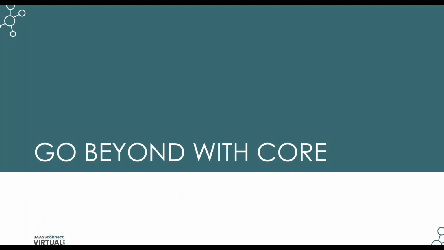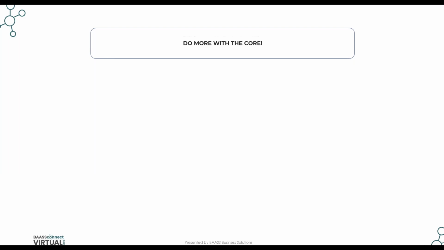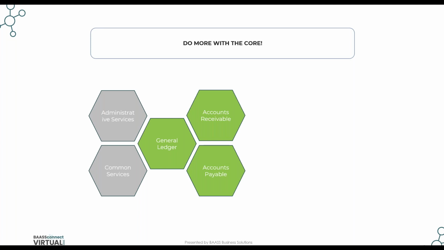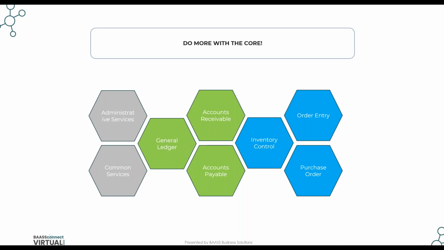It is interesting to hear from clients what their understanding of the core Sage 300 offering is, because clients are often surprised at what is actually available. We have the administrative and common services, which are the general system configuration that all of you have, followed by the financial modules of GL, AR, and AP, which again, most of you are familiar with. In addition to the financial modules, we also have inventory control, order entry, and purchase order, which make up the operational suite.